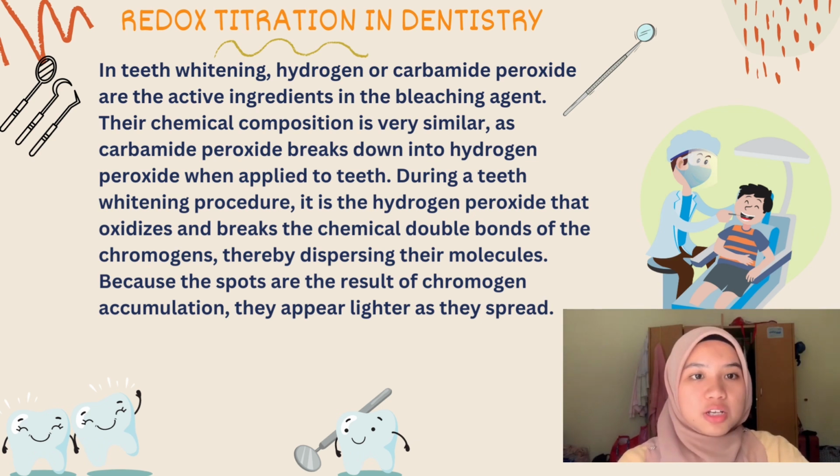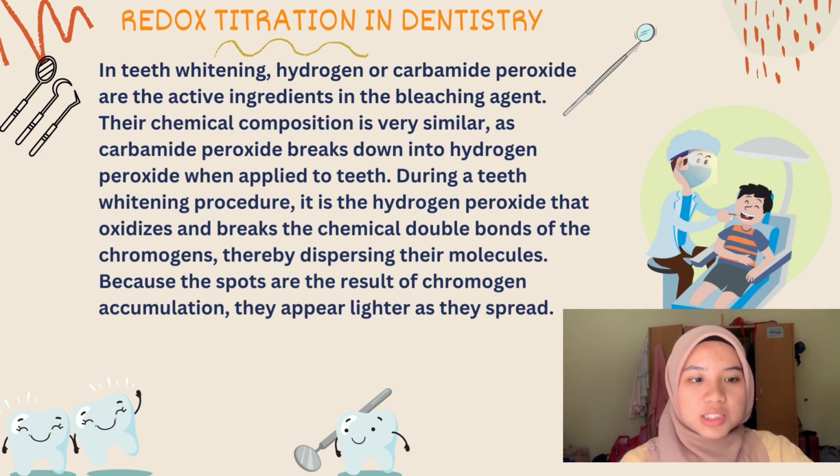Next, about redox titration in dentistry. In whitening, hydrogen or carbamide peroxide are the active ingredients in the bleaching agents. Their chemical composition is very similar, as carbamide peroxide breaks down into hydrogen peroxide when applied to teeth.